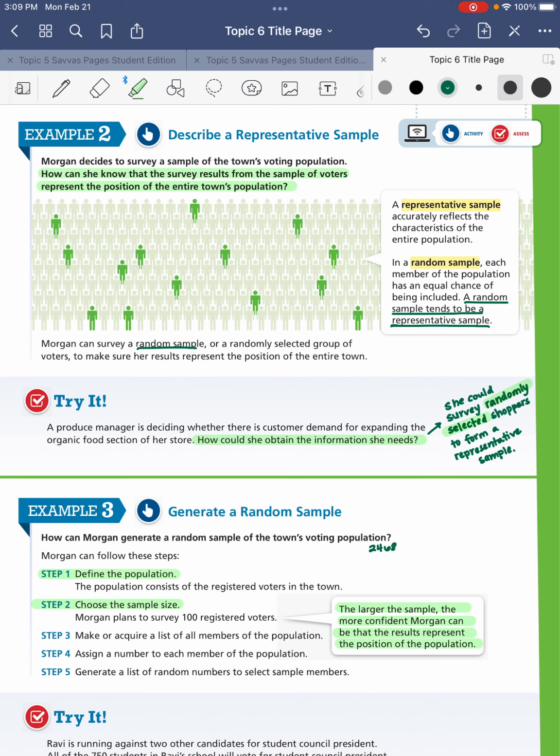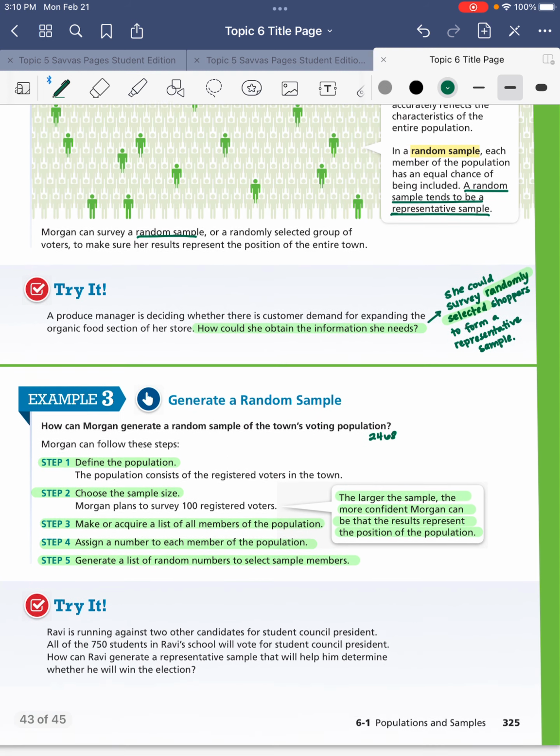Now, step 3, make or acquire a list of all members of the population. Step 4, you could assign a number to each member of the population. And then step 5, generate a list of random numbers to select sample members. Okay, so steps 3, 4, and 5, really, that's how Morgan is ensuring that she is getting a random sample so that it will be representative.